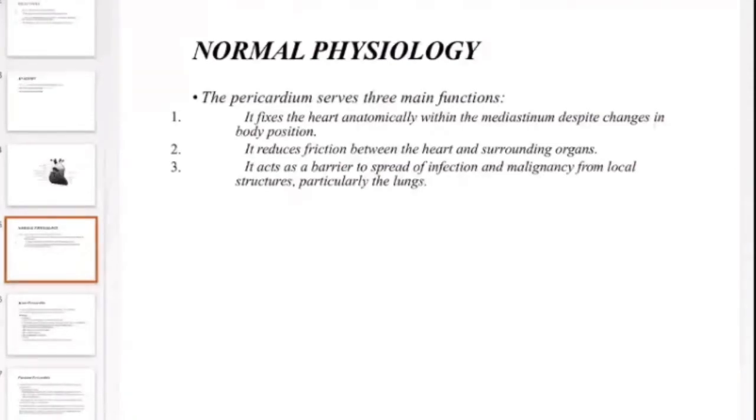Second, it reduces the friction between the heart and the surrounding organs. When you have the surrounding area, the lung against the lung, it will be protected and it will reduce this friction between the lung and the heart, and it also acts as a barrier to the spread of infection from malignancy or from local structures, particularly from the lungs.